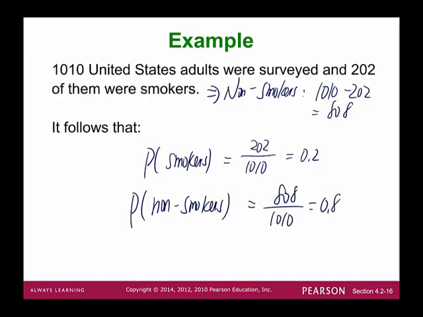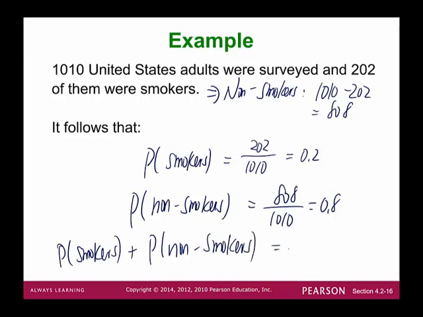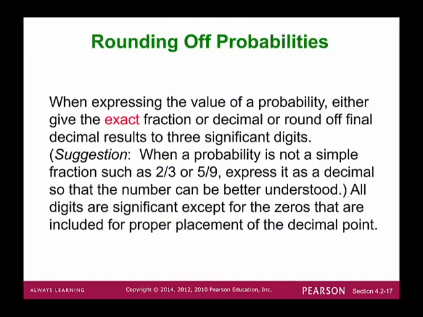If you sum up those two, the probability of smoker plus non-smokers turned out to be 1. 0.2 plus 0.8, that's 1. So when expressing the value of probability, you can either use an exact fraction or exact decimal answers, or round the final decimal result to 3 significant digits. When the answer is not well rounded, you need to round it to 3 significant digits.